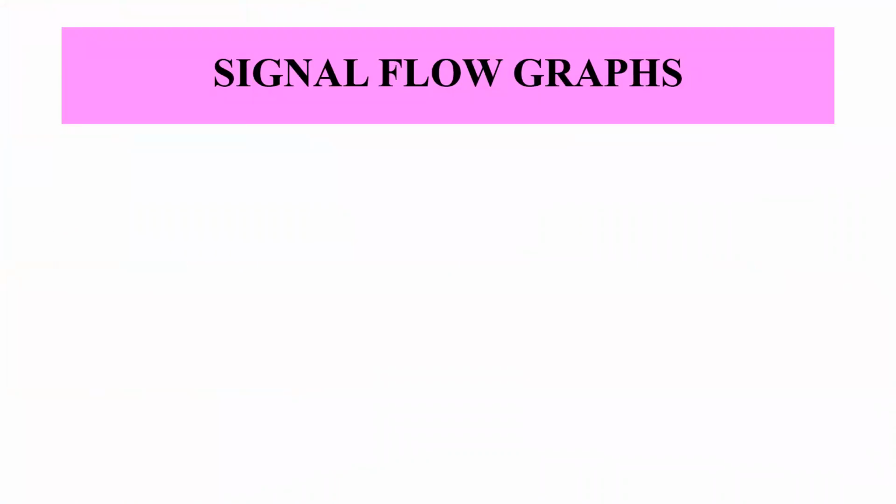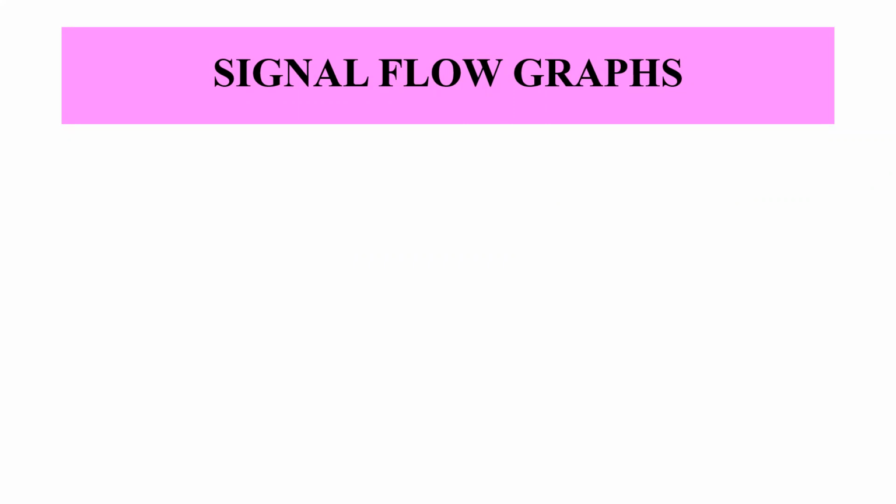Like in the block diagram representation, we understood the concept of how we can represent a given system through a block diagram. So a block diagram is a kind of pictorial representation of a control system, right? And through that block diagram representation, we can easily determine the transfer function of the given system.